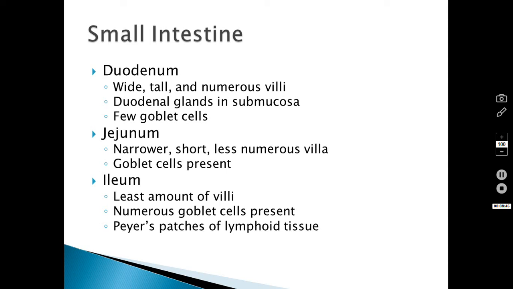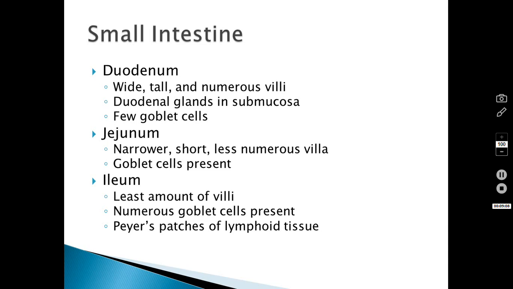The ileum is our last section, so we have the least amount of villi, because at this point most of the absorption of our nutrients has really already occurred. We've got lots and lots and lots of goblet cells, and we have our lymphoid tissue clustered in those little Peyer's patches.